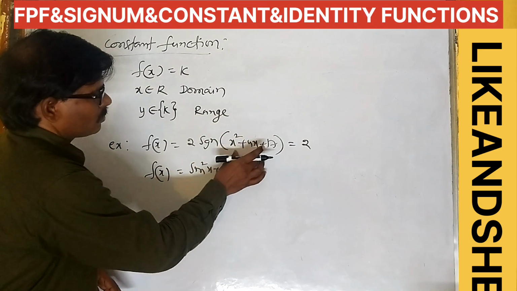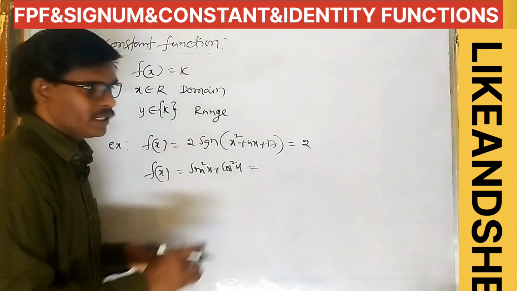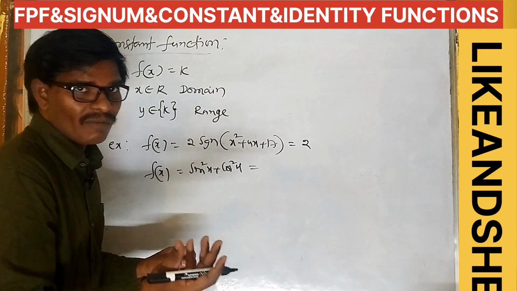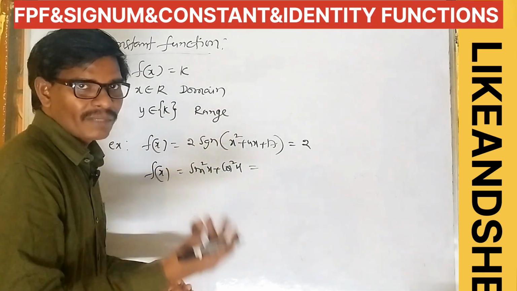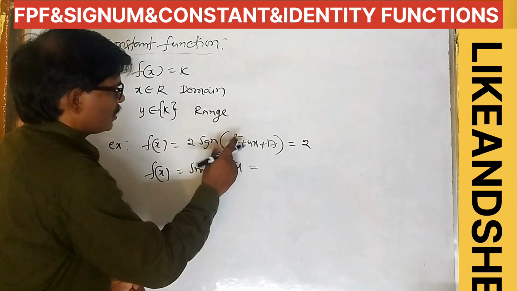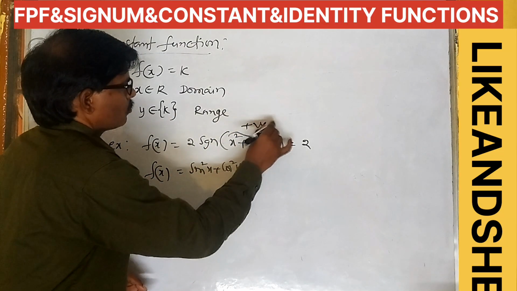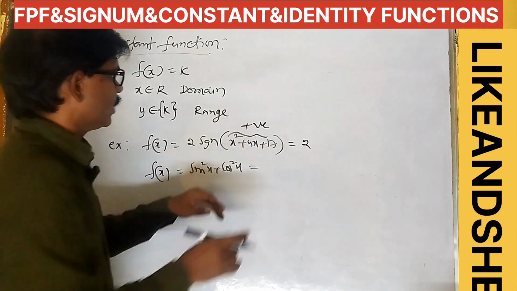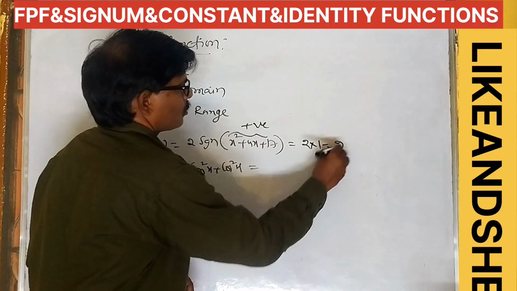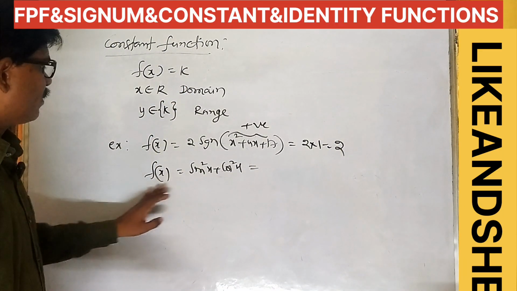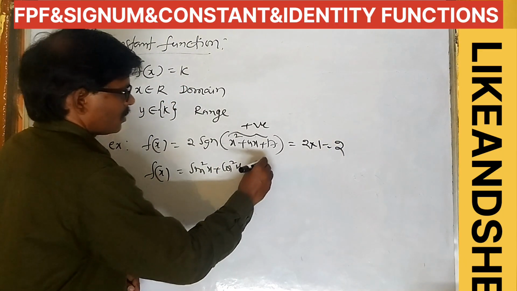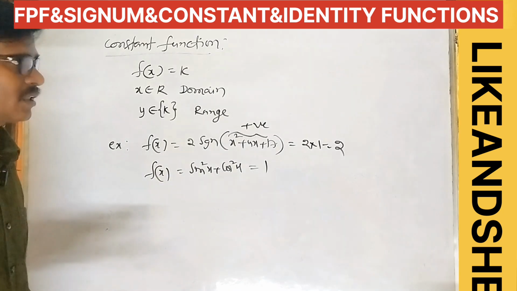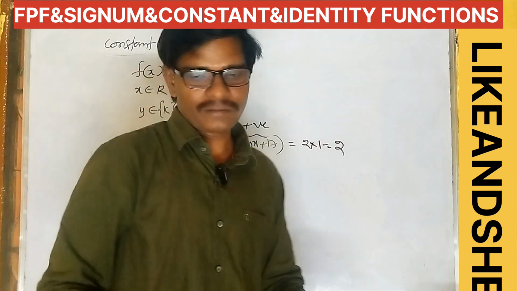Here x square plus 4x plus 17 is always a positive value. The signum of a positive value is equal to 1, and the signum of a negative value is equal to minus 1. Any value you take, this is a positive expression, so 2 into 1 is equal to 2. Another example: f of x is equal to sin square x plus cos square x is equal to 1. This is also a constant function.